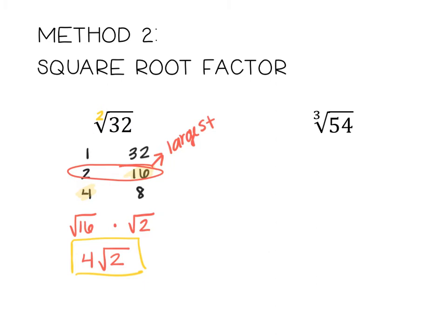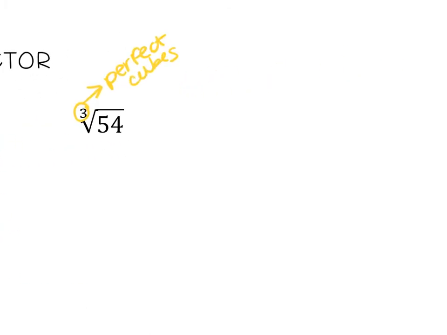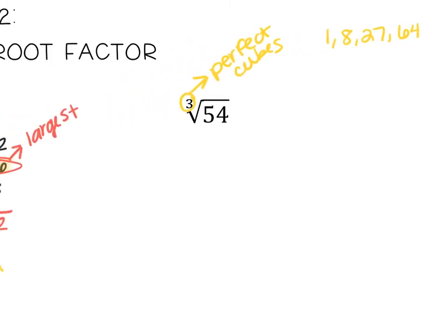Now looking at the next example, the cube root of 54, I'm looking for perfect cubes. So let's list out some perfect cubes. So 1 times 1 times 1 is 1. 2 cubed is 8. 3 cubed is 27. 4 cubed is 64. And we obviously don't need to go any bigger than that because we won't be looking for factors larger than 54.